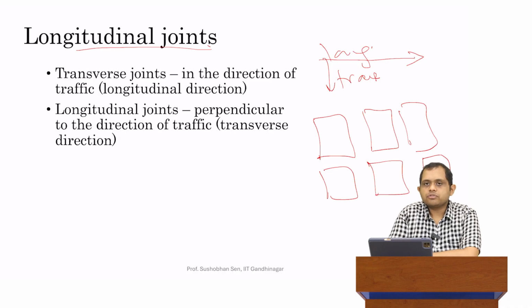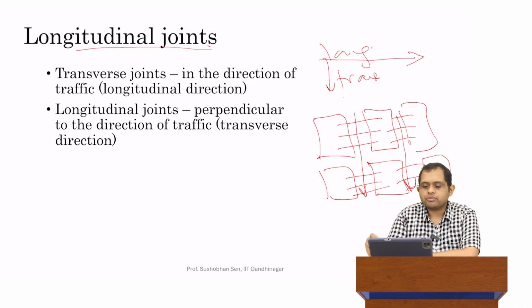So I've drawn a series of JPCP slabs. Now, what happens is that we usually put dowels on the transverse joints. So these joints are going perpendicular to the direction of traffic. These are the joints which are called transverse joints. So we might put dowels over here to ensure load transfer efficiency. Of course, as you can imagine, the size of this joint which I showed is highly exaggerated. It's just 1 to 2 millimeters. It's just for illustration. So these are called transverse joints.